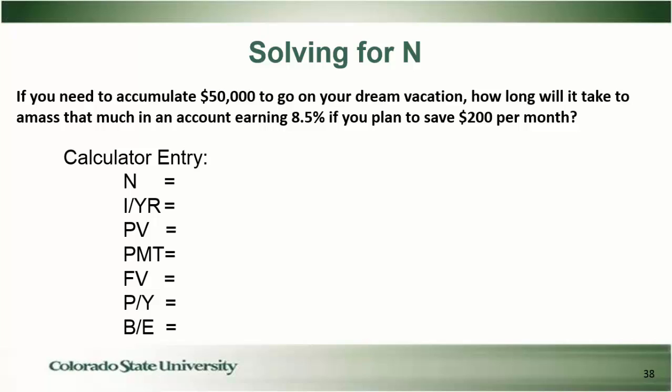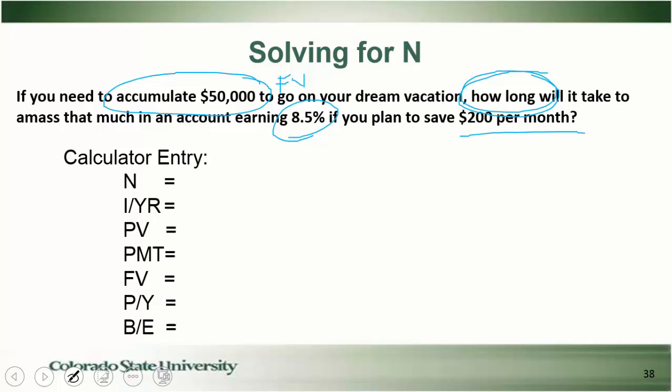We also have times when we need to solve for N, how long it's going to take for something to happen. Here's a prime example. If you need to accumulate $50,000 to go on vacation, how long will it take to amass that much in an account earning 8.5% if you plan to save $200 per month? So I have a few things going on here. I have monthly periods. I've got a goal. I've got $50,000. That is a future value because that's what I need in the future. I'm going to earn a certain amount, and the question is how long. Anytime you see how long, that's solving for N.